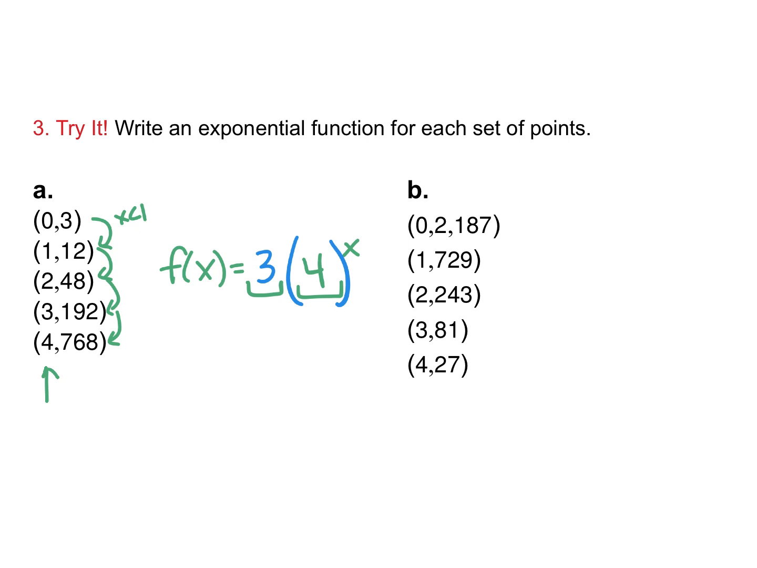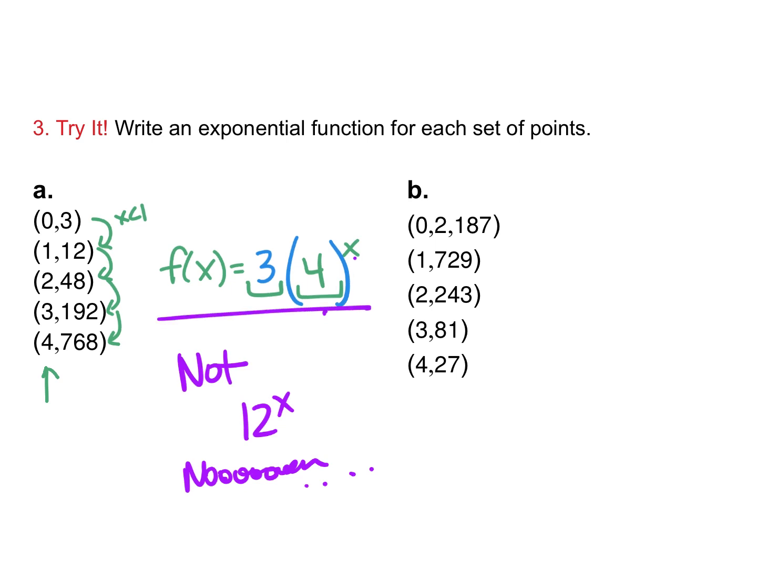You are not allowed to say 12 to the x. You cannot do that. No, no, no. It's because in PEMDAS, please excuse my dear Aunt Sally, the parentheses have to be done separately. So technically you would have to raise 4 to the x power before you could do a multiplication by 3. So do not put it as 12 to the x, only leave it as 3, parentheses, 4 to the x.